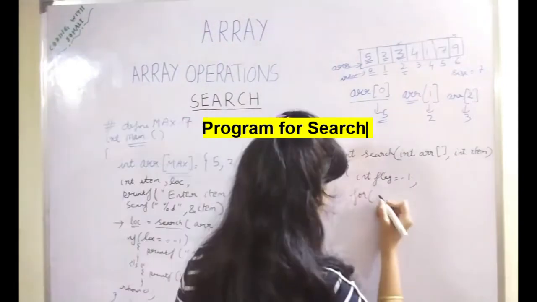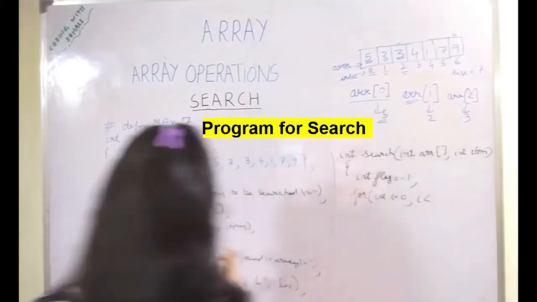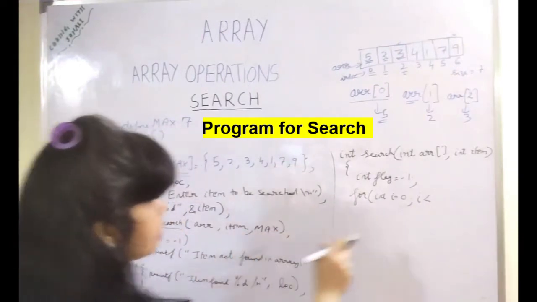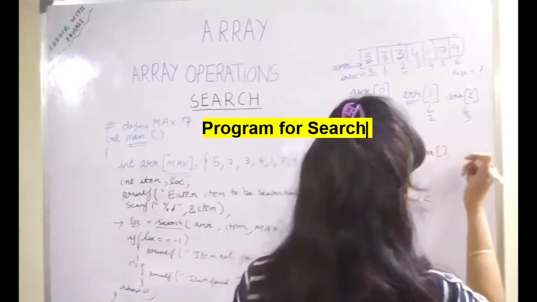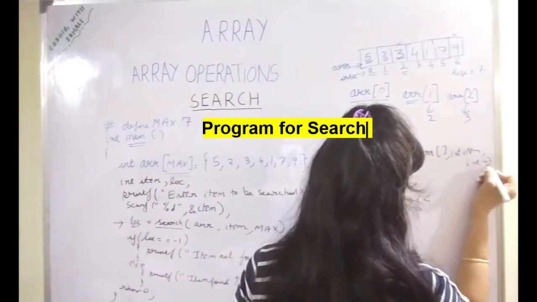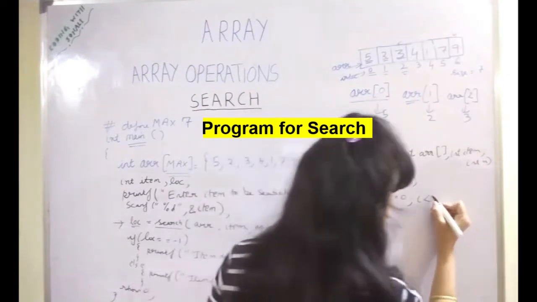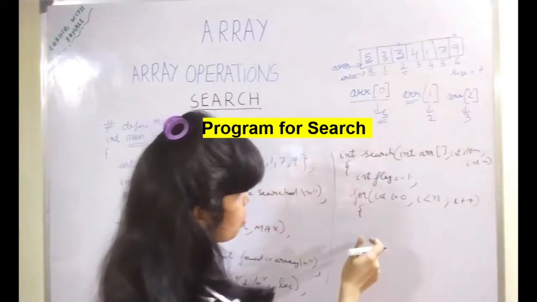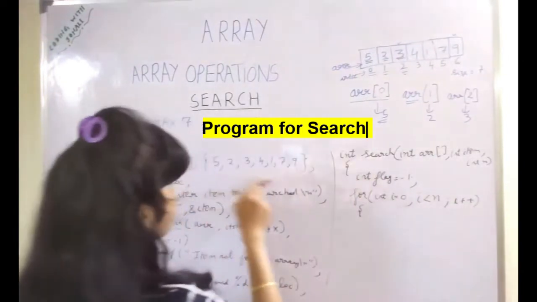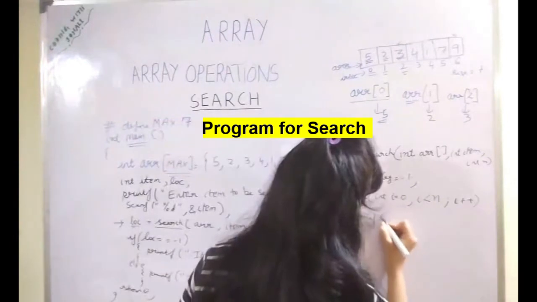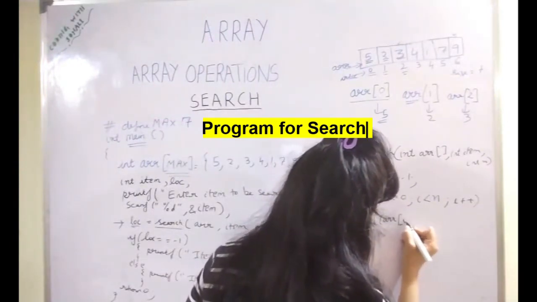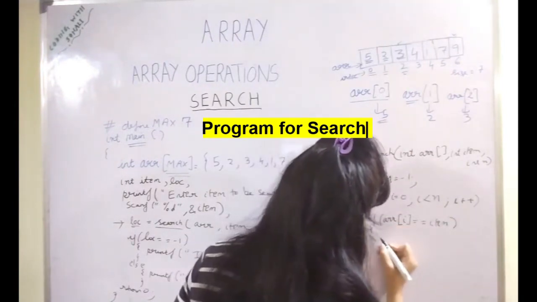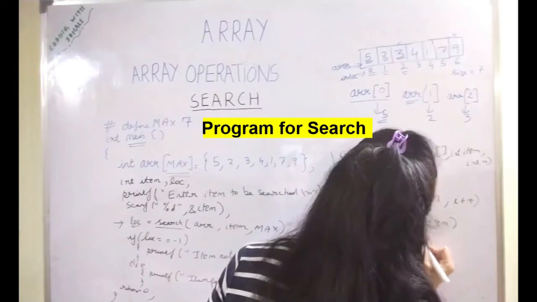So now let us see the integer. We can also pass this max here, that is the size of the array, and therefore we will have one more variable, that is integer n. Like this you can do, and then for i equal to 0, i less than n, then i plus plus. And in this for loop, what we are supposed to do is traverse this whole array one by one. So if array subscript i is equal to the item, if this condition is satisfied, then simply return i.